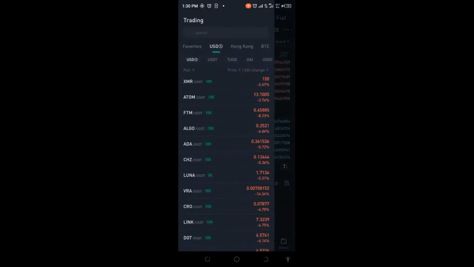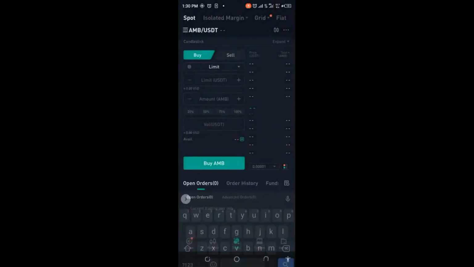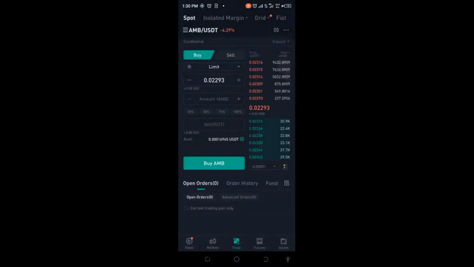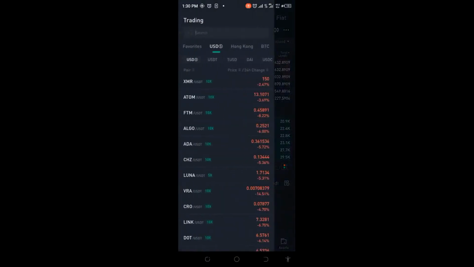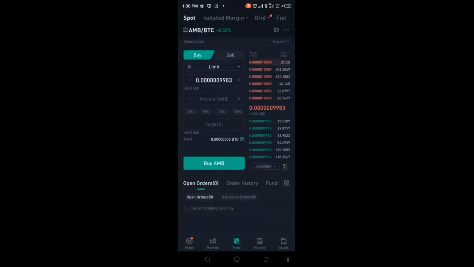But while I'm doing that, I also want to check AMB USDT. Okay, and then to check if we're going to sell this, what would we get? So I'm going with BTC. So let's go back to get that with BTC. Okay, so let's do that quickly.